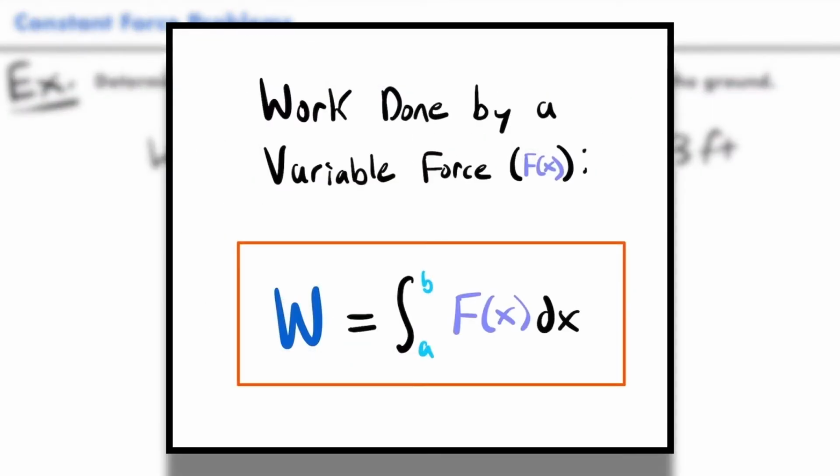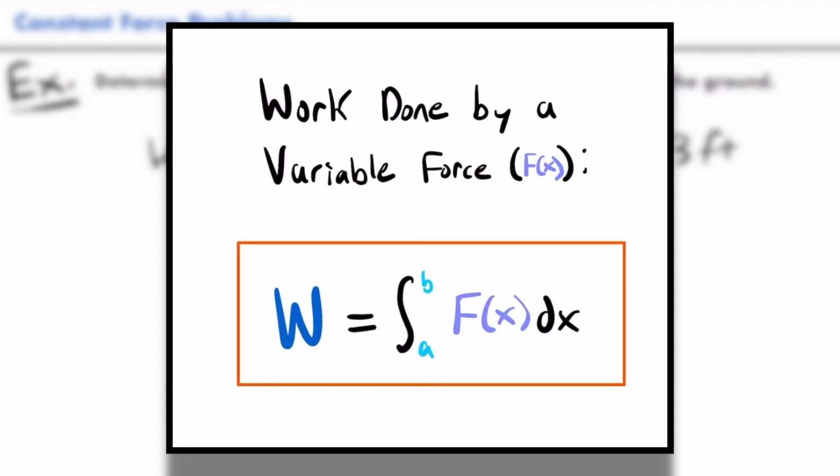And so if an object is moved along a straight line by a variable force, capital F of x, then the work done by that variable force as the object is moved from x equals a to x equals b is this definite integral. The work is equal to the integral from a to b of the force function, capital F of x, times dx. All right, and so this is going to be a very important formula for you to know as you work through different work problems.